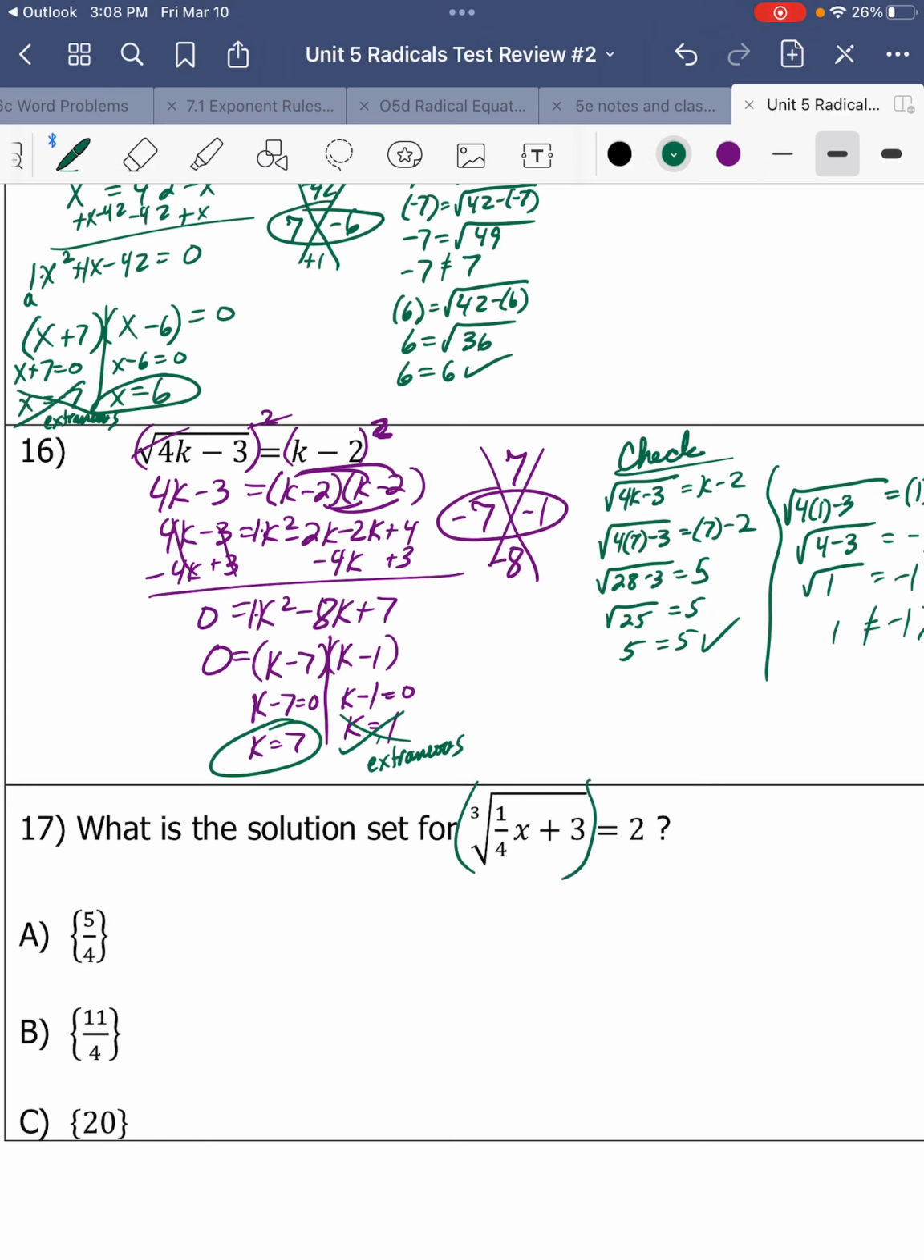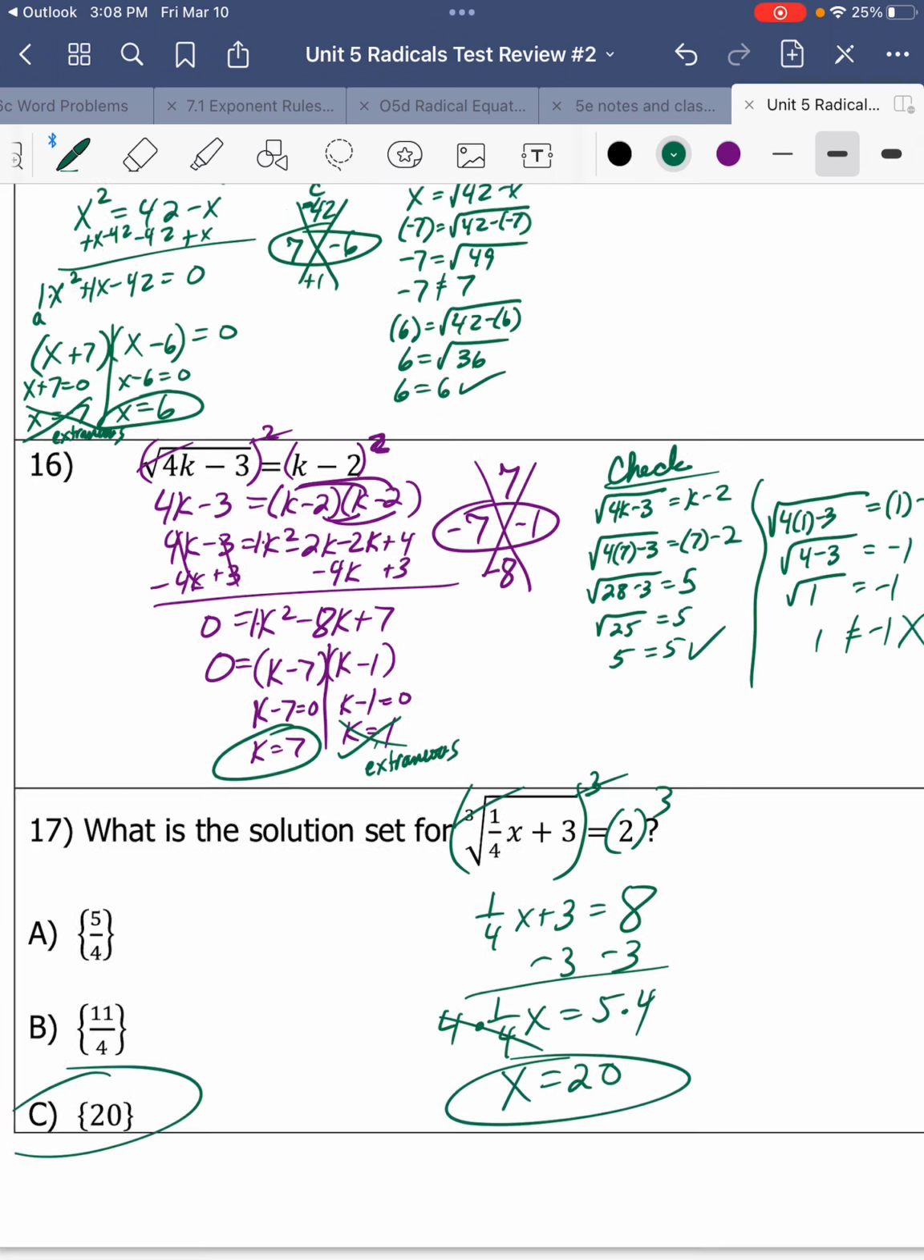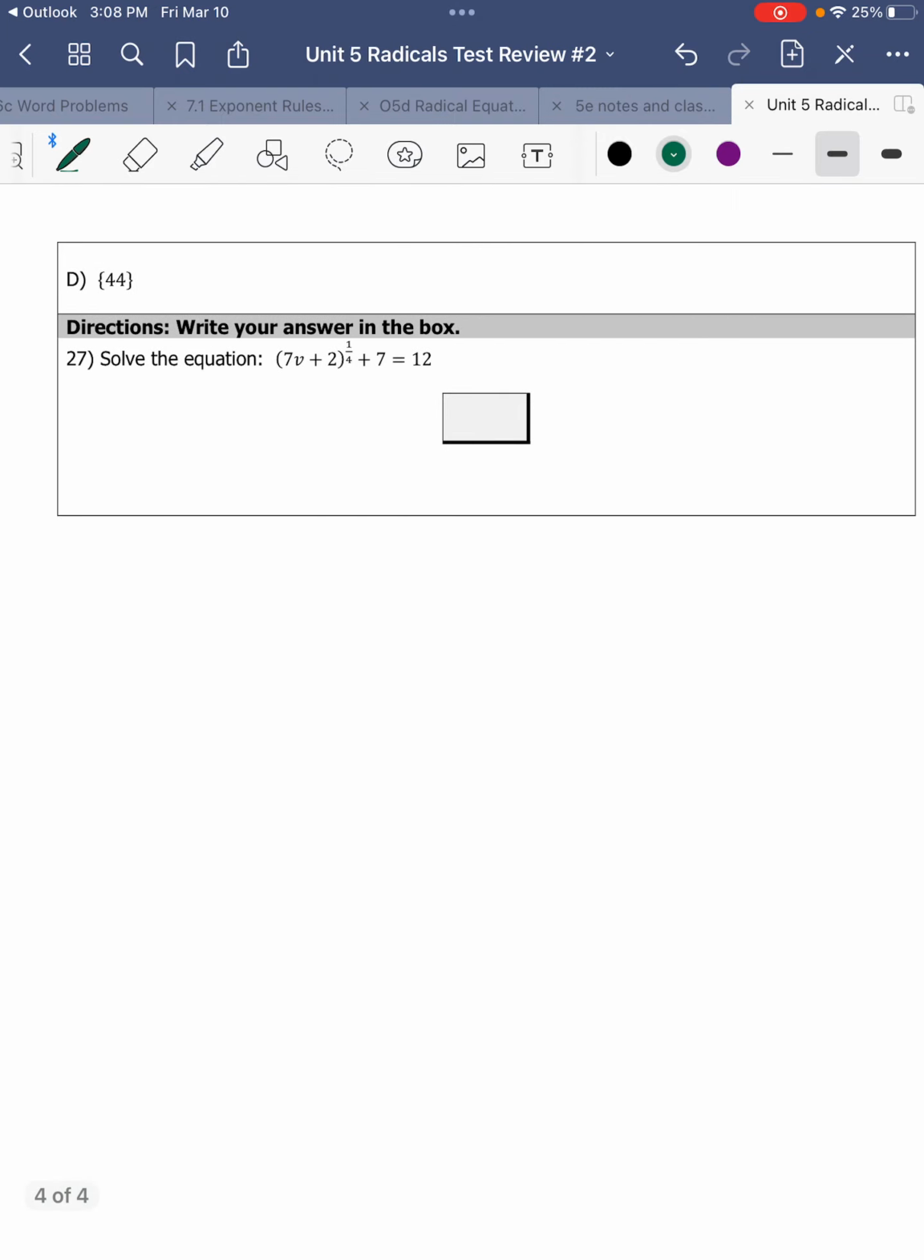All right, number 17. Is the cube root isolated? Sure is. So now you undo the cube root by cubing. We get 1/4 x plus 3 equals 2 cubed, which is 8. Subtract 3. This is actually another released SOL question. Undoing a fraction, you multiply by the reciprocal, 4/1, which is 4. And we get x equals 20. Did not deal with a quadratic, so we don't have to check it.